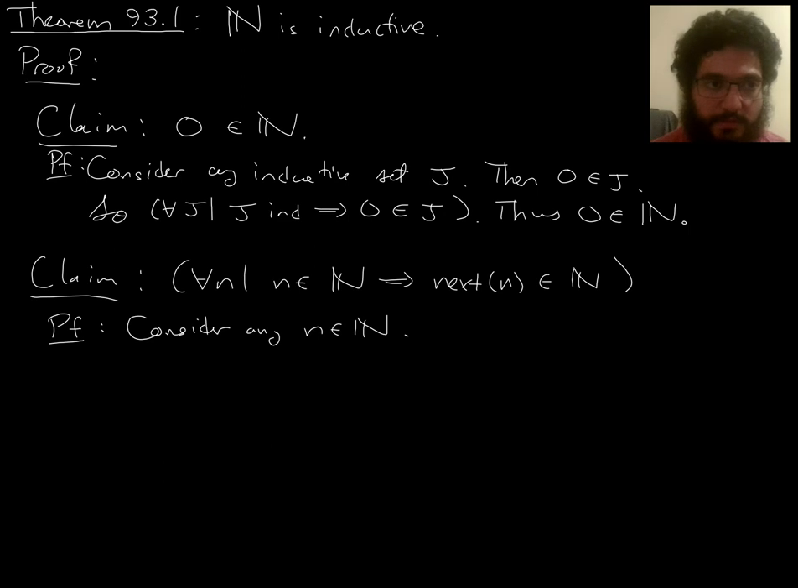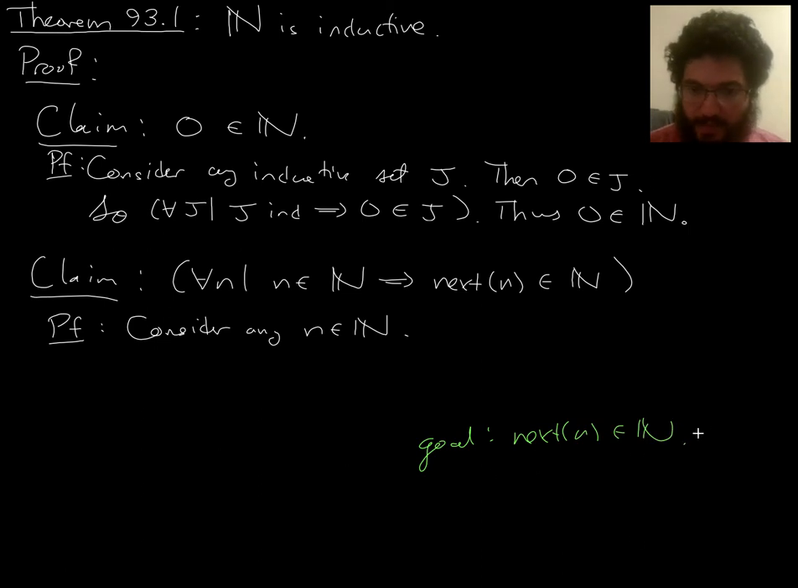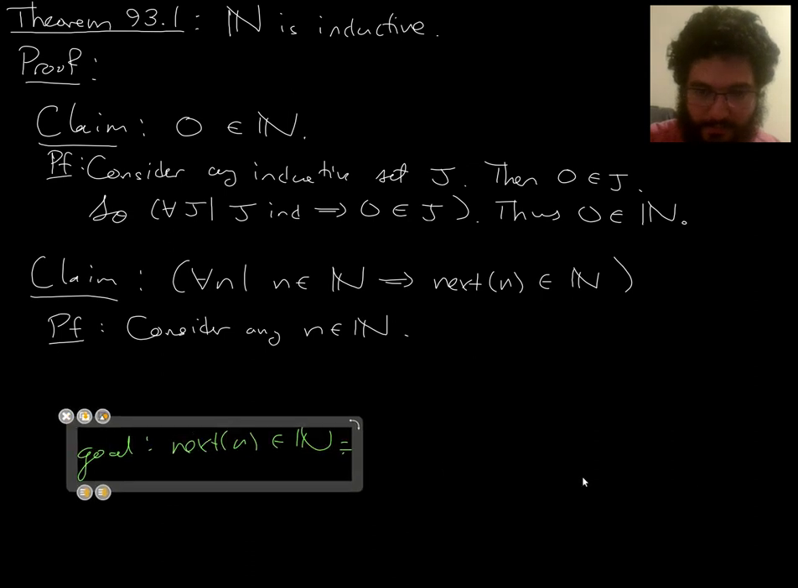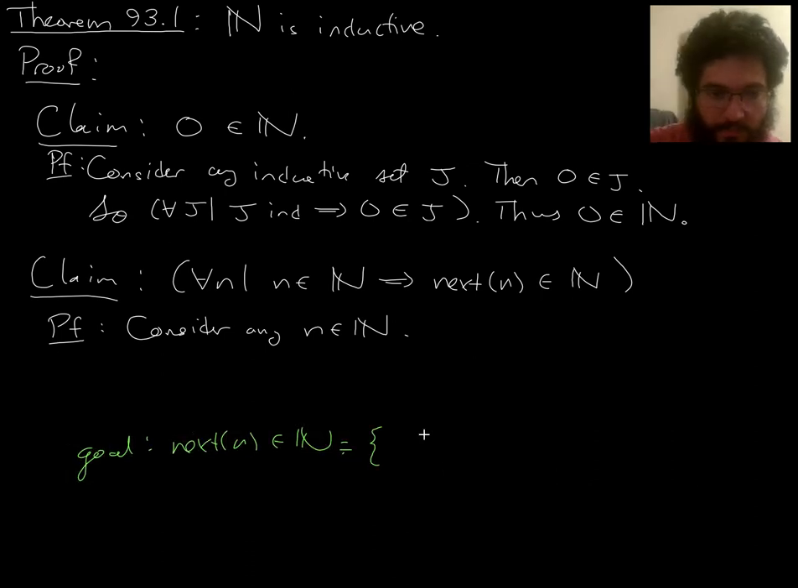Okay, scratch work time. So my goal is to prove next n is in there, right? Okay, but this is going to take a lot more room to write down. It's the set of things that are in all inductive sets, right? For all j, j inductive implies that thing is in j.